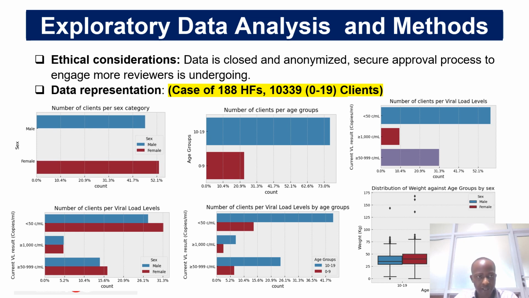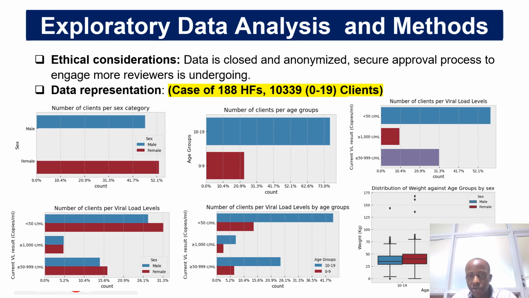So what we observe here is the number of clients per sex. You see that we have more females than males, and here you see that we have more clients between 10 to 19 because they had the low HIV prevalence of recent according to the impact assessment report.